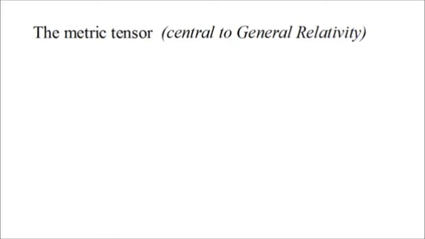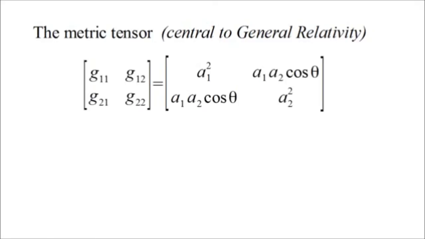Now for bookkeeping convenience, we collect the various factors we've developed into an array called the metric tensor. The metric tensor is absolutely at the core of general relativity. For example, one form of metric tensor describes a black hole, another describes Big Bang cosmology, and so on. For our two-dimensional surface, the metric tensor is a 2 by 2 array or matrix, and we use subscripts that denote the elements as G11, G12, G21, and G22. And these represent those a1 squared, a2 squared, and a1 a2 cosine theta factors we saw previously.